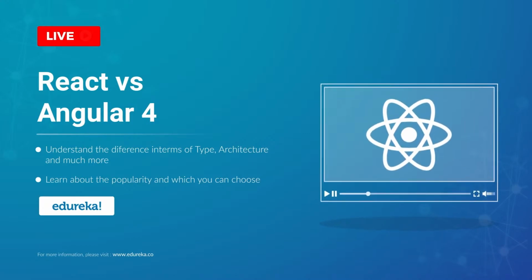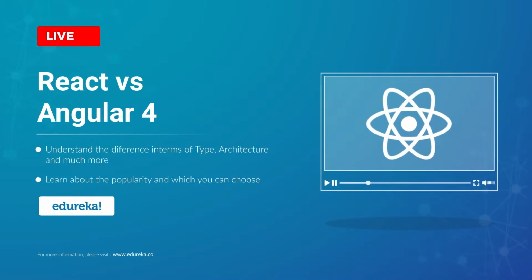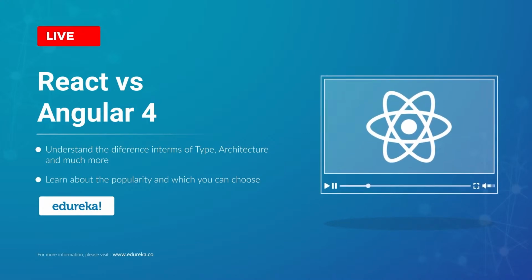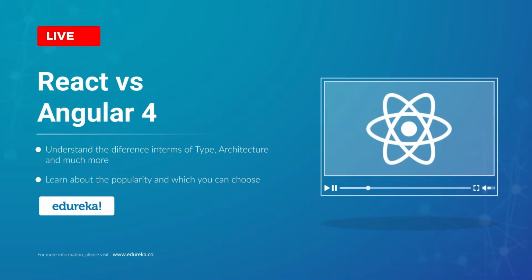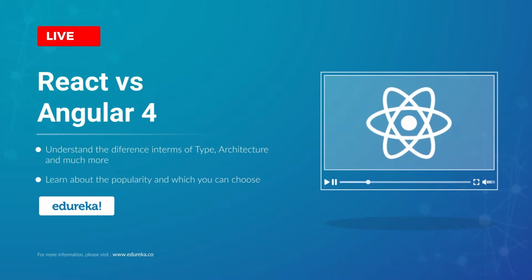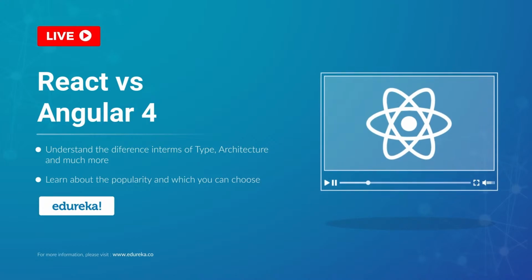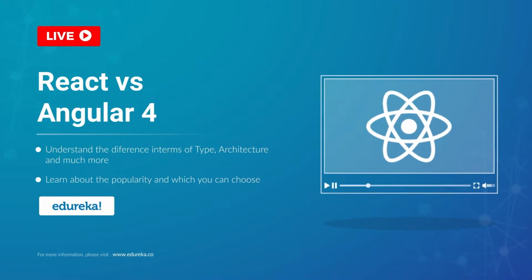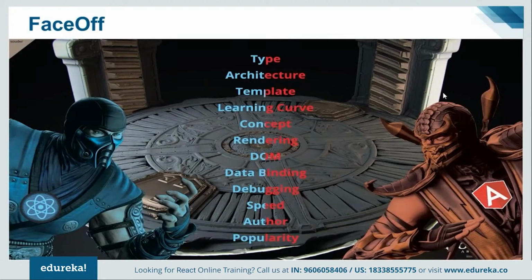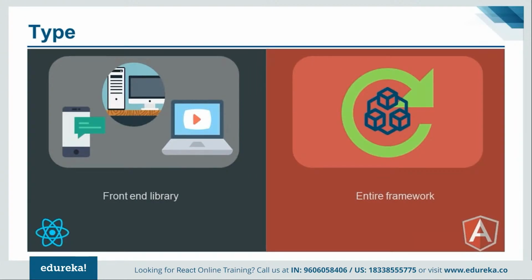We're going to talk about variations in terms of type, architecture, template, learning curve, concept, rendering, DOM, data binding, debugging, speed, author, and popularity. So today we are going to discuss between React and Angular, and we are going to focus on the areas as listed. So the first point actually talks about the type.